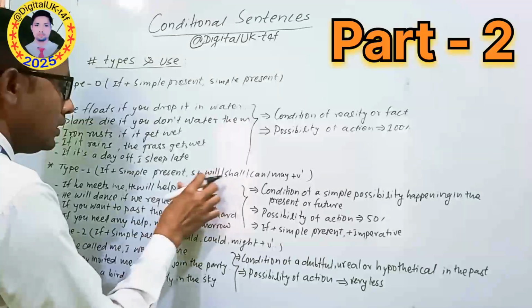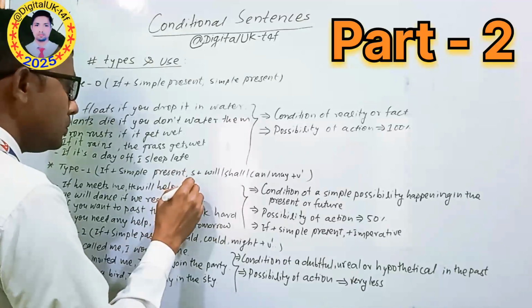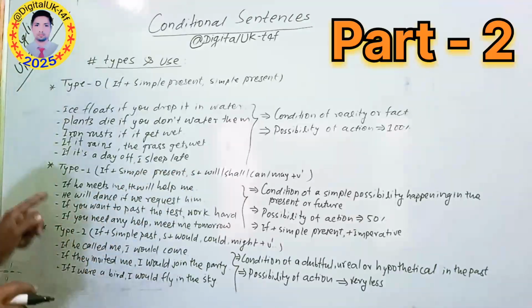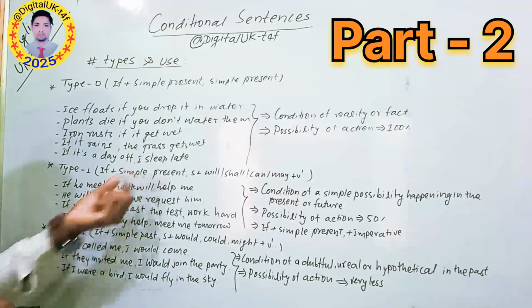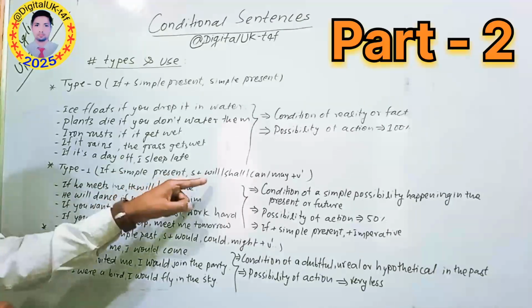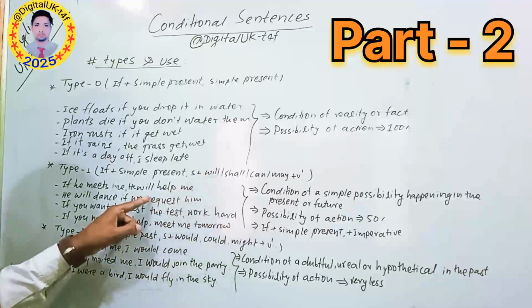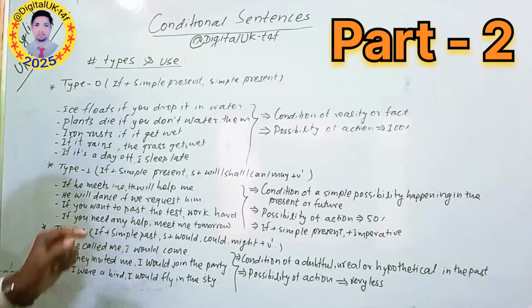He will help me. So now this is not correct. If he meets me, he will help me. So in this sentence, the conditional side is in simple present, and on the other side, out of will, shall, can, may plus verb 1, will is used. So I hope you got it.